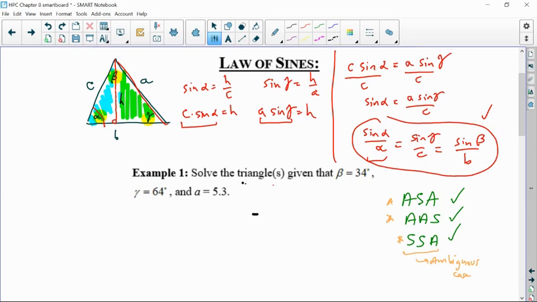Okay, so let's take a look at this first example. It says solve the triangle given beta is 34, gamma is 64, and A is 5.3. And remember, we're going to keep this relationship that even if I put alpha over here, it doesn't really matter as long as I make A opposite it. And if I put beta up here, then B is opposite it. If I put gamma here, then C is opposite there. So it doesn't really matter the orientation of your triangle whatsoever.